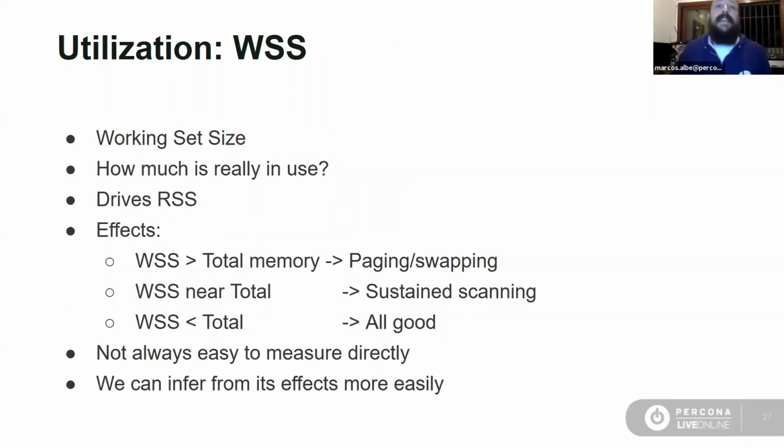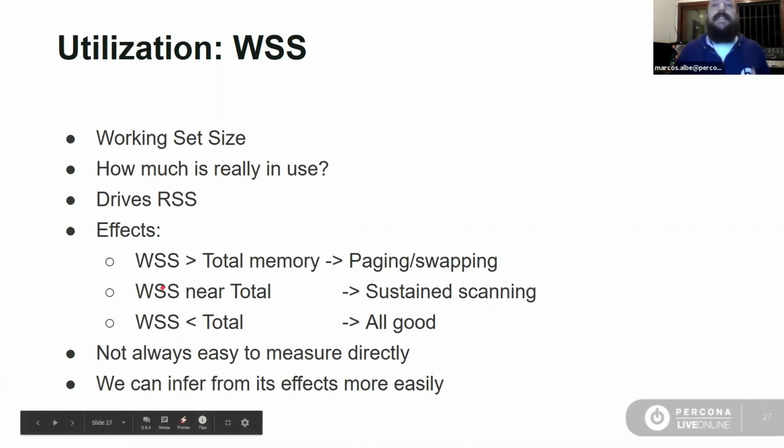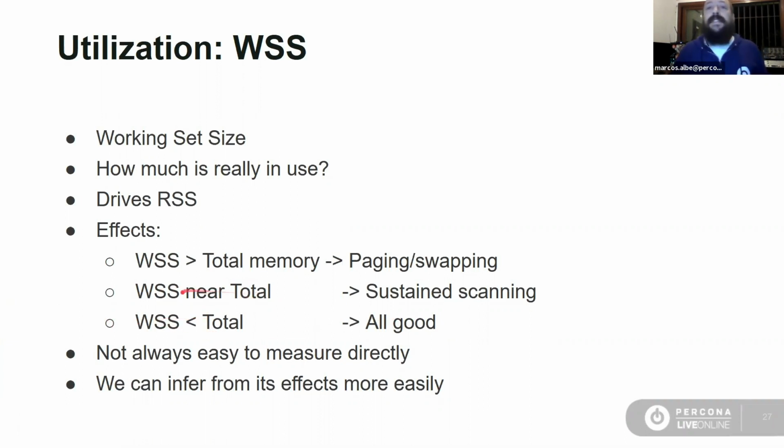This is the one you're most familiar with, more likely. Then the working set size is how much is really in use. Say I have my database, which is 1 terabyte, and I only have 128 gigabytes of memory. But I only use the data from the last week, which is perhaps 50 gigabytes of database. So that is actually my working set size. As long as it's less than the total memory, it's all good. If it's near the total, you're going to start seeing sustained scanning, and if it's greater than the total, you're going to see paging and swapping.